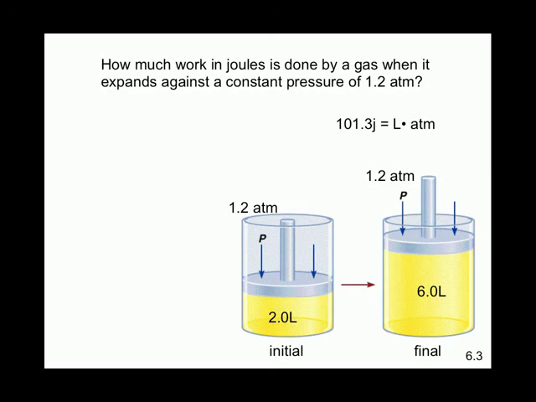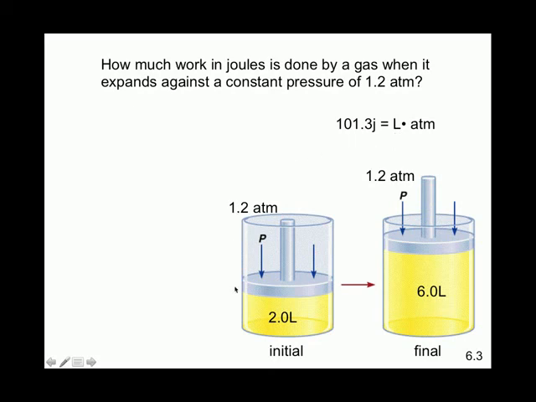So here's a problem where we can apply that formula to figure out the work that's done. Now we can equate work with heat, as I mentioned earlier. A joule is a unit of heat. So if we take a look at the question now, how much work in joules is done by a gas when it expands against a constant pressure of 1.2 atmospheres? Now we have a conversion factor that is going to link a change in volume and pressure to heat, and it's 101.3 joules equals a liter atmosphere. So this would be my P times delta V.